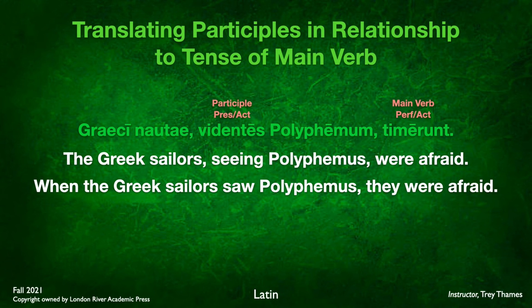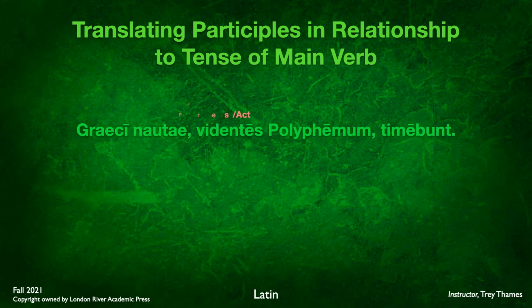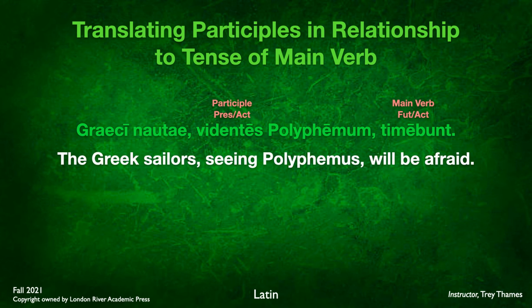Let's take that main verb temerunt and make it future tense. Here we have Graeci nautae videntes Polyphemum timebunt. Again, videntes is still present tense, so it's happening at the same time as the main verb. But now we have timebunt, which is the main verb happening in the future time period. So here we translate it, the Greek sailors seeing Polyphemus will be afraid.